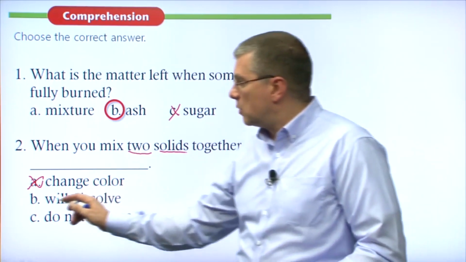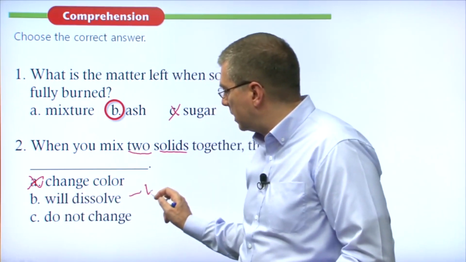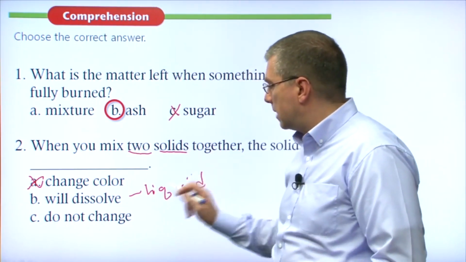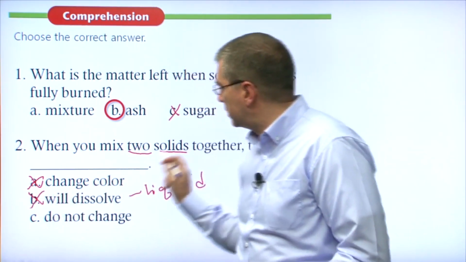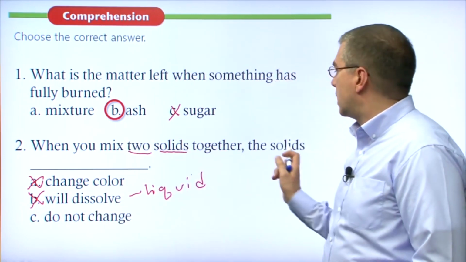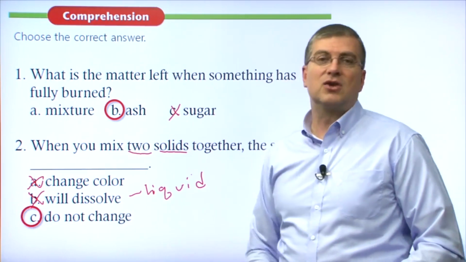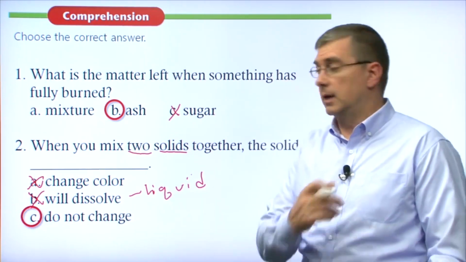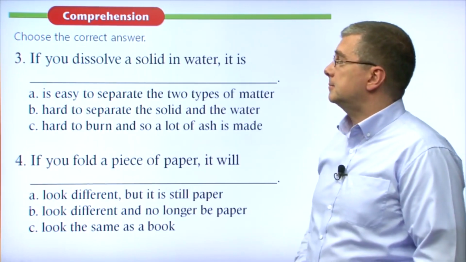Dissolve only happens if you have liquid, if there's liquid involved. If there's liquid involved, then they will dissolve. But there's no liquid, it's just two solids. That's not right. C must be the right answer. When you mix two solids together, the solids do not change. That's correct. They don't change. And so it's easy to separate them later. Okay, let's move on to number 3.